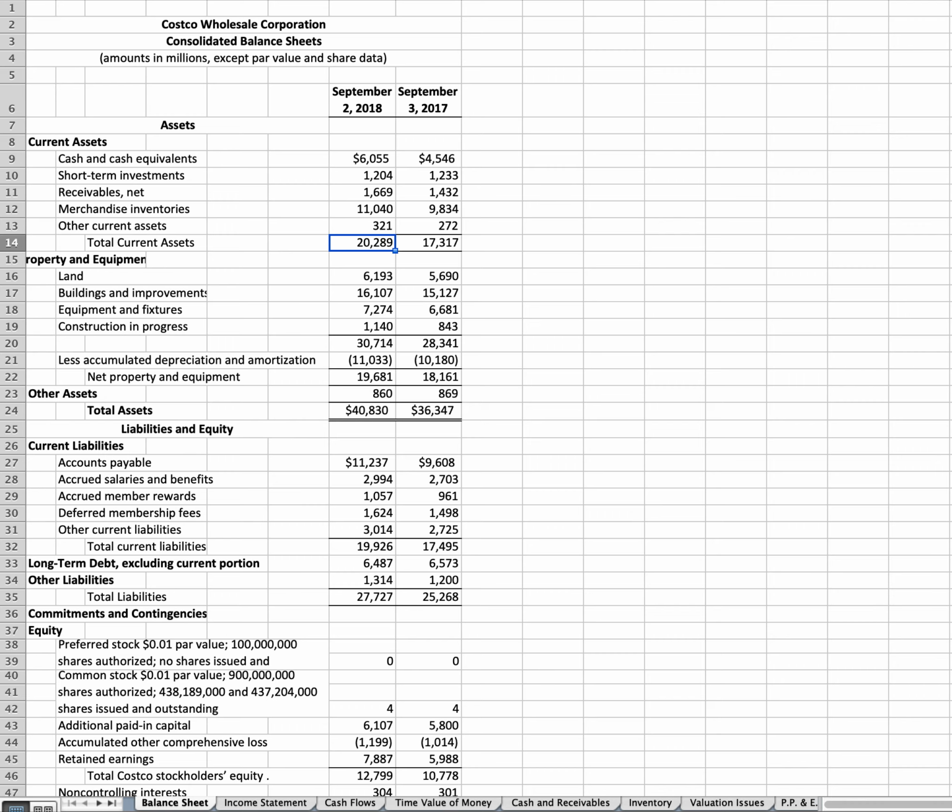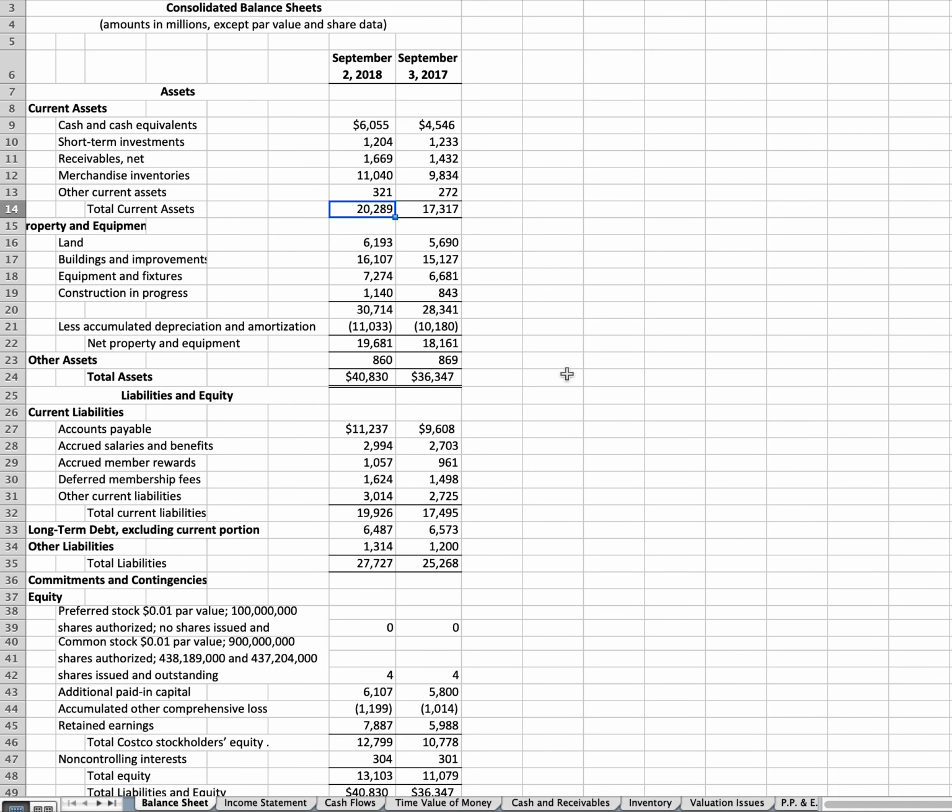and I'm going to be giving my final presentation report on Costco Wholesale Corporation. Before we begin, let's keep in mind that the amounts given will be in millions, except for par value and share data. Let's start with the balance sheet, where we can see that Costco's total current assets are $20,289,000.